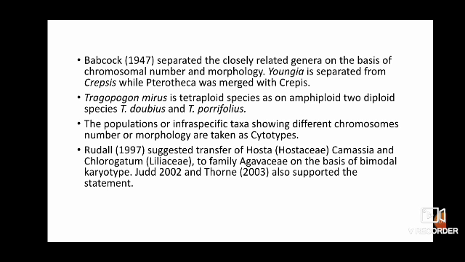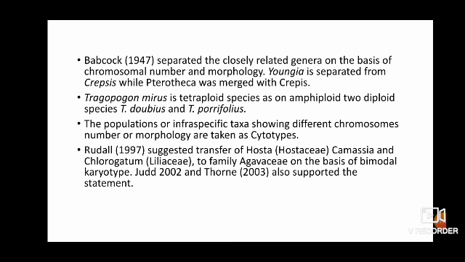Babcock in 1947 separated the closely related genera on the basis of chromosomal number and morphology. Youngia is separated from Crepis, while Pterotheca was merged with Crepis. Tragopogon miscellus is a tetraploid species, an amphidiploid of two diploid species, Tragopogon dubius and Tragopogon porrifolius. The populations of infraspecific taxa showing different chromosome number or morphology are taken as cytotypes.